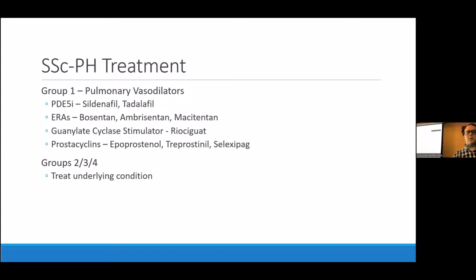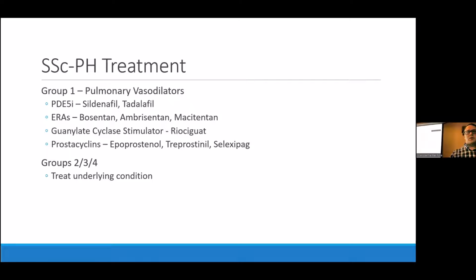The last category there, the prostacyclins, the first two are parenteral therapies, meaning they're not given orally, but actually through a subcutaneous or intravenous pump, which patients can become reliant on over time. Selexipag is a relatively newly offered oral, but not as effective, therapy in that same class of drug.